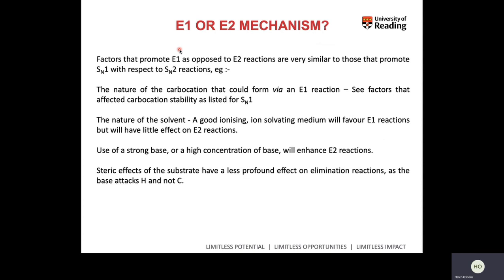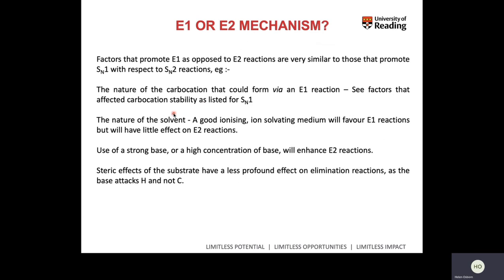So if we know that for E1 we're going to form a carbocation, then if we can form a very stable carbocation, then that will favour the E1 reaction. So if you were to look back at your SN1 notes, you would see that there were certain factors that could affect the carbocation stability. So for instance, hyperconjugation would make a tertiary carbocation more stable than a secondary than a primary, and also resonance could help to stabilise that carbocation. So if you've got a stable carbocation, it's going to favour an E1 reaction.